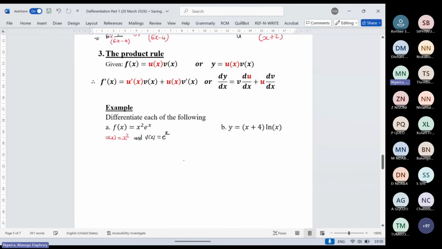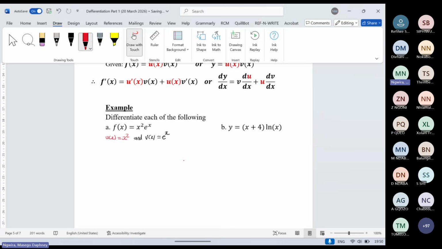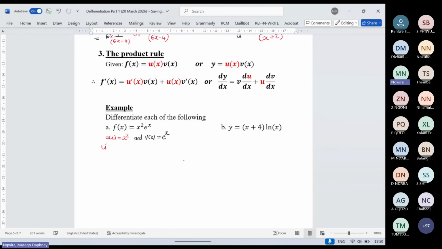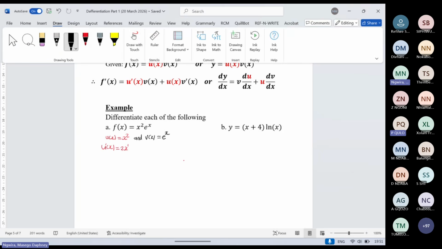So when I differentiate, the derivative of u(x), this will be u prime(x), is going to be what? 2x to the power of 1. Can someone tell me, do you know how I got the 2x to the power of 1? I'm differentiating. Yes, it's 2 times x, and then 2 minus 1, which is 1. Thank you. You see, when you practice, it's going to make sense.